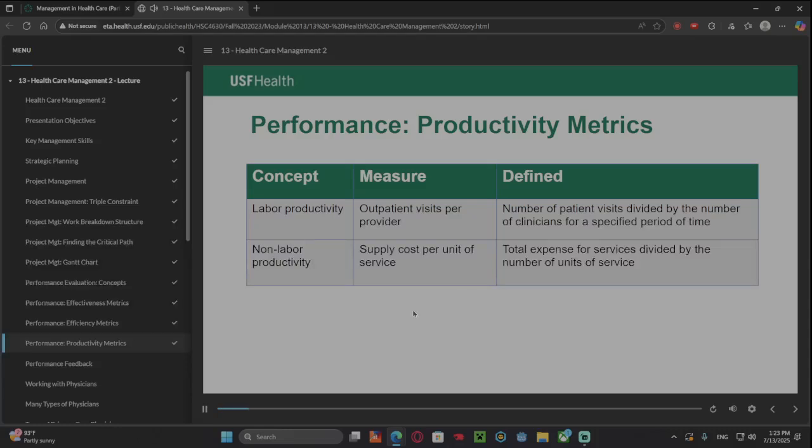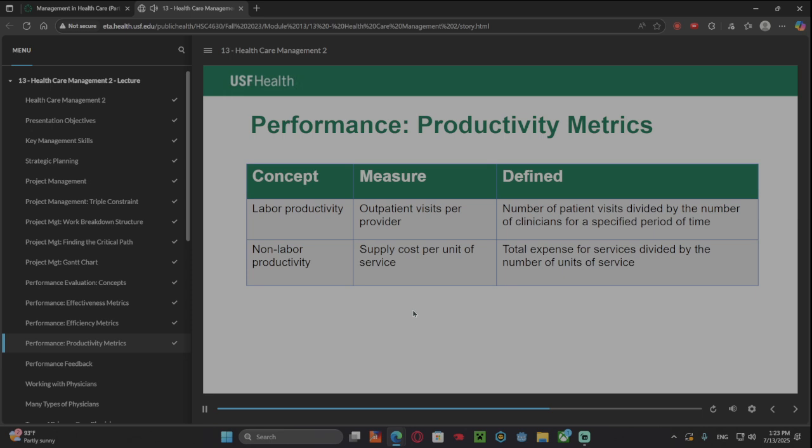Productivity metrics are also important for healthcare managers to evaluate performance. One concept is labor productivity. It can be measured through outpatient visits per provider. That's defined as the number of patient visits divided by the number of clinicians for a specific period of time. That is, how many patients can a provider see in one day or one period.